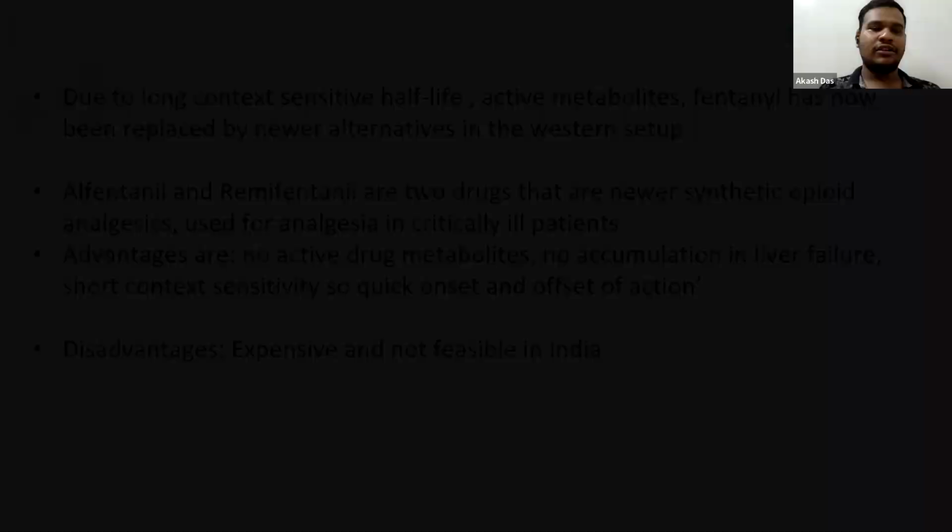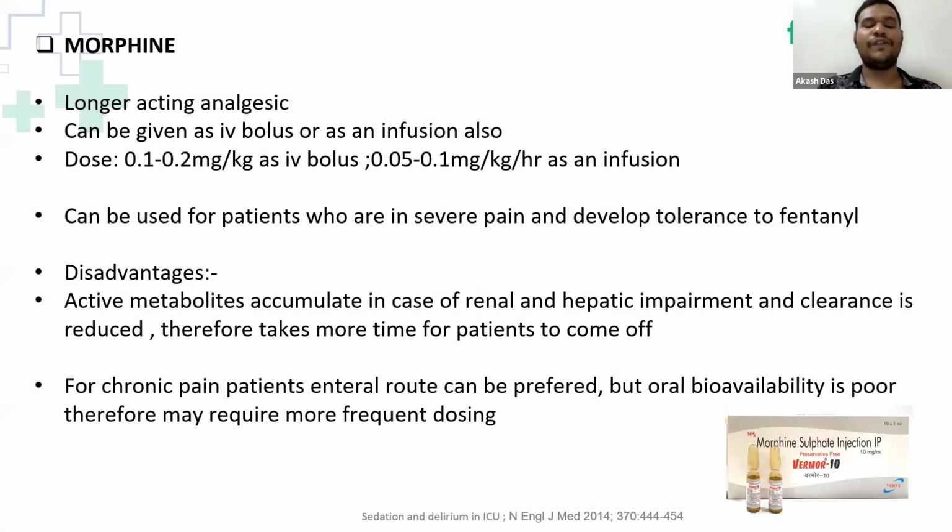So again, morphine. Morphine is a longer acting analgesic than fentanyl. It can also be given as an IV bolus or an IV infusion. So the dose, as you can see, is 0.1 to 0.2 mg per kg as an IV bolus, or you can give 0.05 to 0.1 mg per kg per hour as an infusion. It can be used for patients who are in very severe pain or who have developed tolerance to fentanyl. So you can use it as an alternative in this.